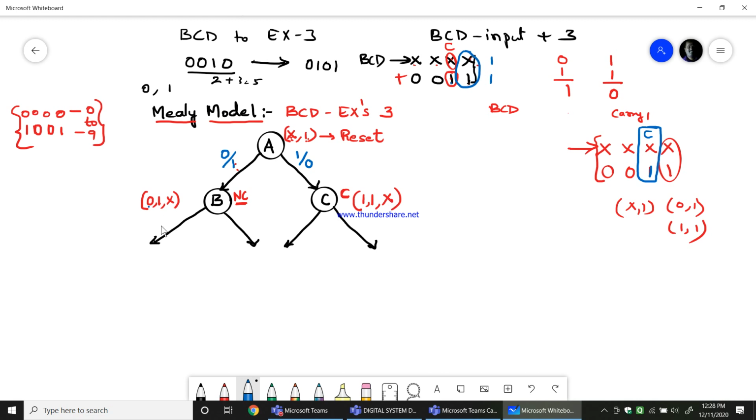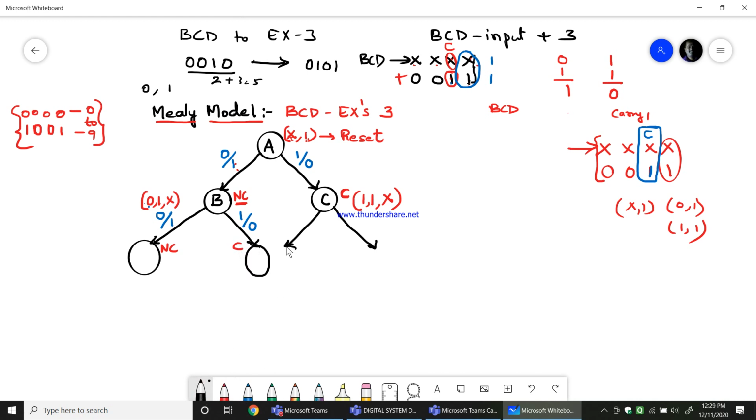Now, we write the output here. When X is 0, add all three: 0 plus 1 plus 0, which is 1, is the output. When X is 1, when input is 1, the output would be what? 0 plus 1 plus 1. The output would be 0. Therefore, if I write the next state here, this would be the state where no carry, and this would be the state where carry is there.